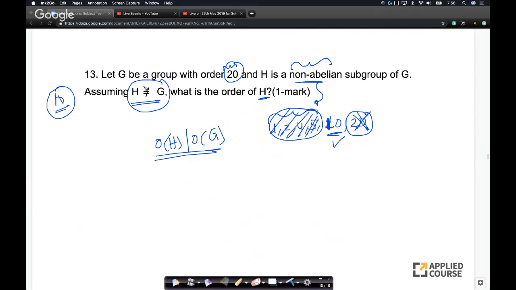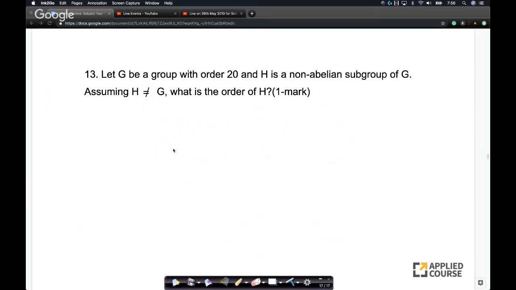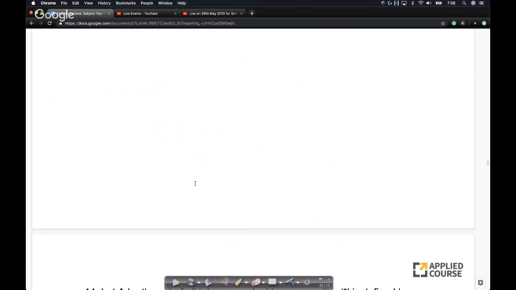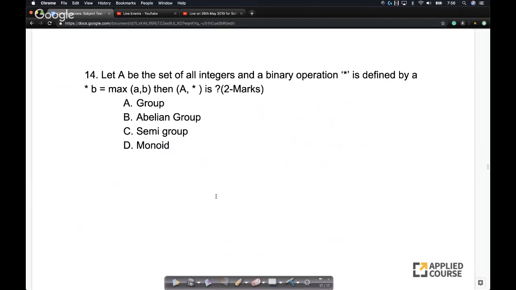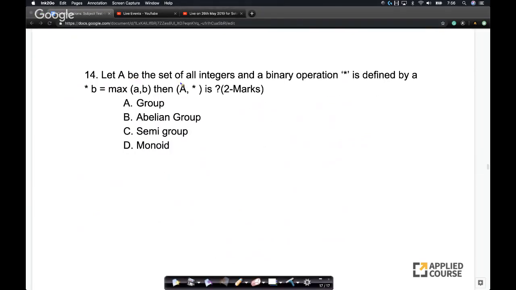The answer here is 10 primarily because of the principle that we have discussed in the concept of subgroups. Okay, sounds good. So this is 13. We'll try to solve as many problems as we can. Again, some of these problems are very, very simple and straightforward.